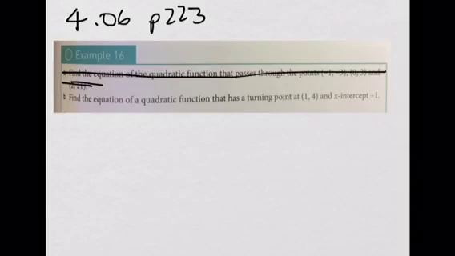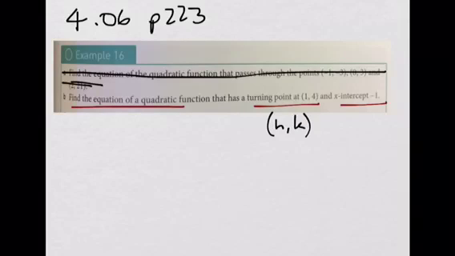So we're going to be looking at example 16b in this video, and this asks us to find the equation of a quadratic function. So we're looking again for another equation that has a turning point at (1, 4) and an x-intercept of -1. We know our turning point (1, 4), which can also be written (h, k) if we're talking about turning point form of the equation. And our x-intercept is -1. Our y value for any x-intercept is 0. So we have 2 points: our x-intercept (-1, 0), and our (h, k), our turning point (1, 4).